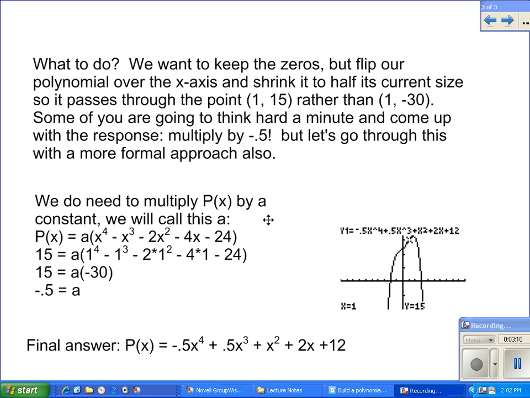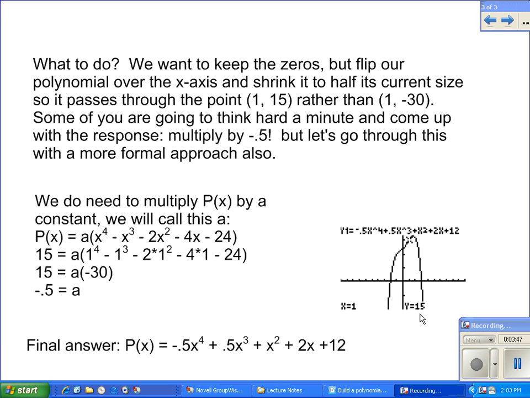So we need to multiply the polynomial by a constant, and I'm going to call it a. So I've just set up my polynomial, and I've got a times my polynomial. What I'm interested in is making sure that when x is 1, the value of my polynomial is 15. So I'm replacing p of x with 15, replacing all my x values with 1, evaluating, and so I've got 15 equals my unknown constant times -30. Divide both sides by -30, and my unknown constant we now know is -0.5.